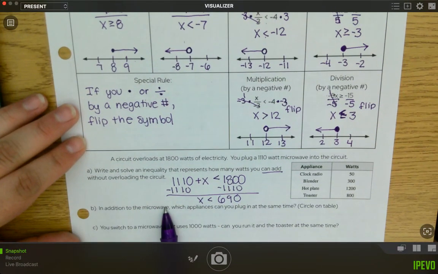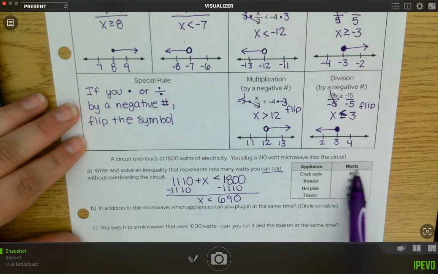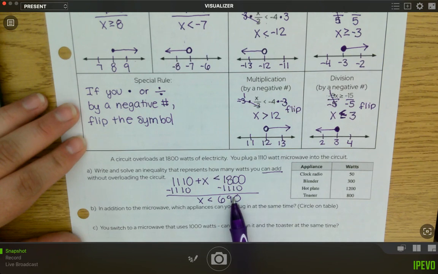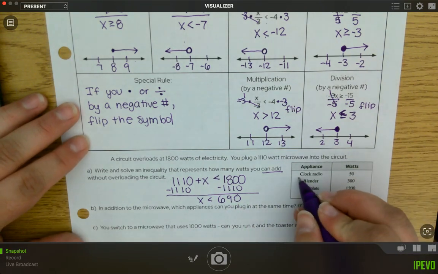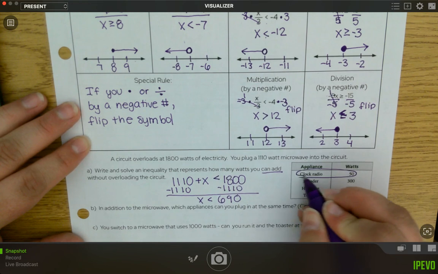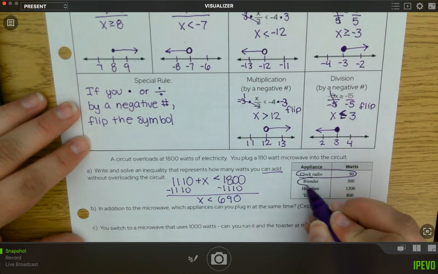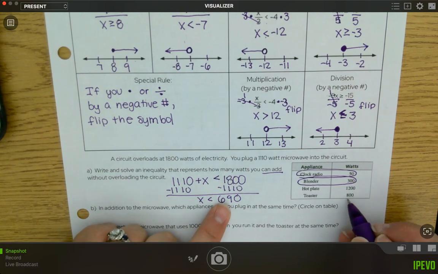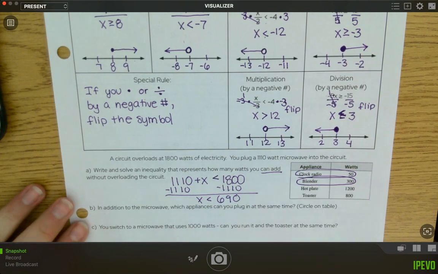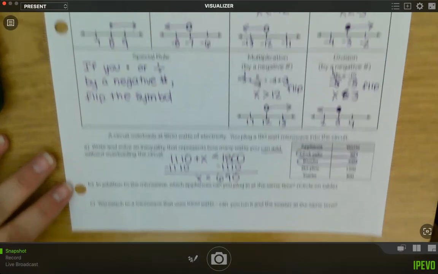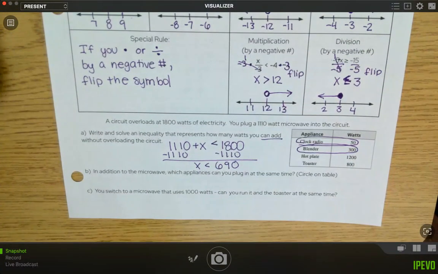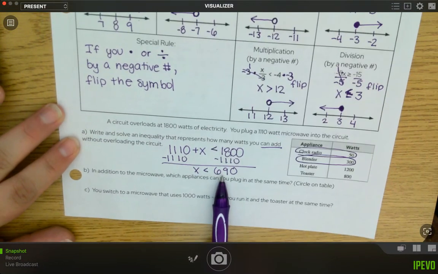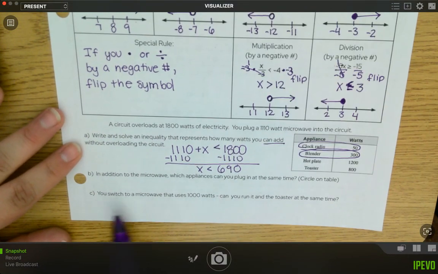In addition to the microwave, which appliances can you plug in at the same time? So we have to keep these under 690. So we could do the clock radio because it's only 50, and we could do the blender because it's 300. But 1200 and 800 are both too many. It's not less than 690. So those are the only two. So it's just a matter of interpreting what it means. Anything below 690 would be okay here.